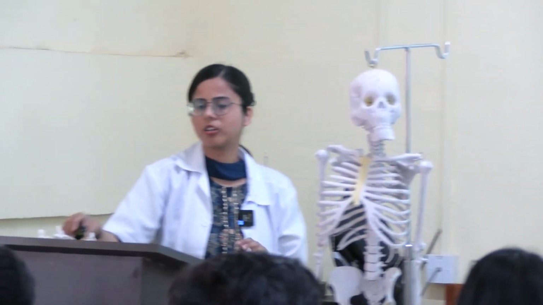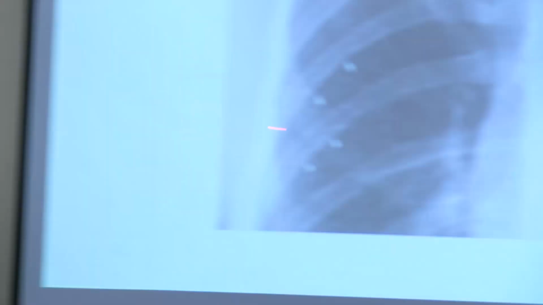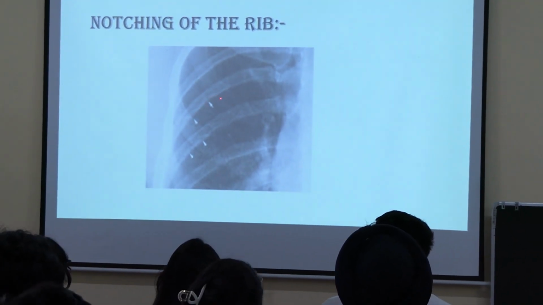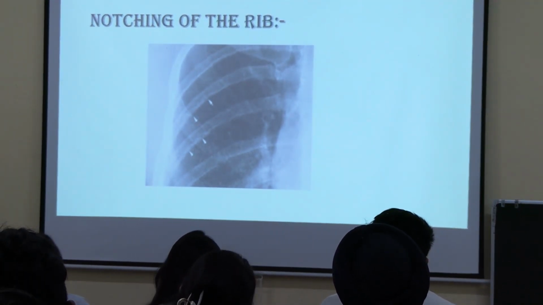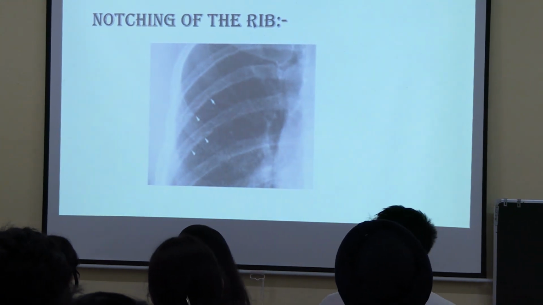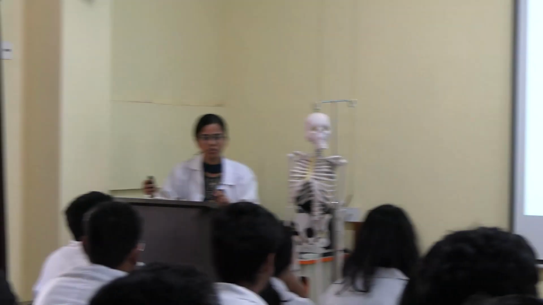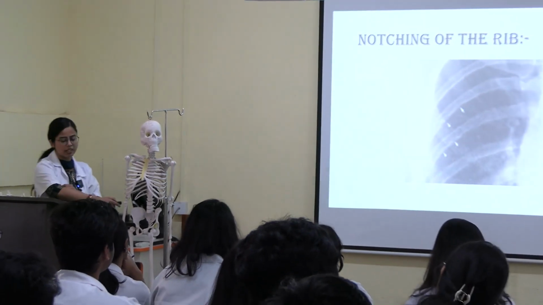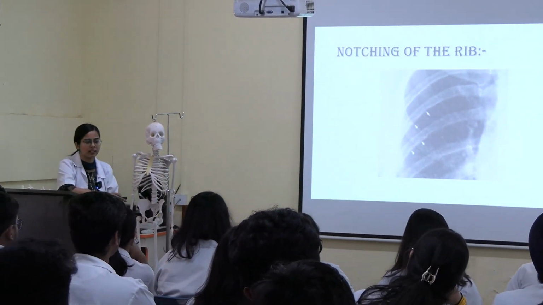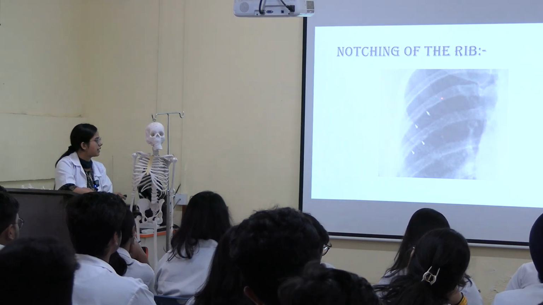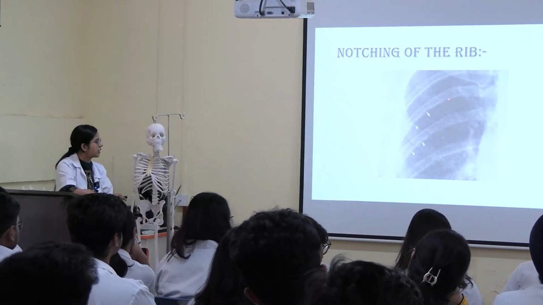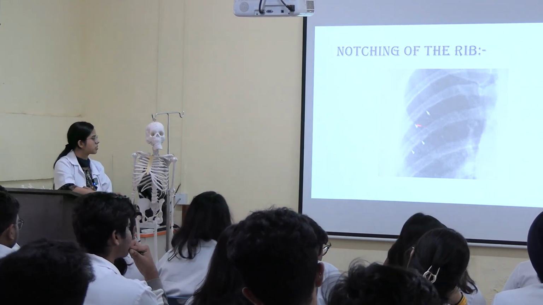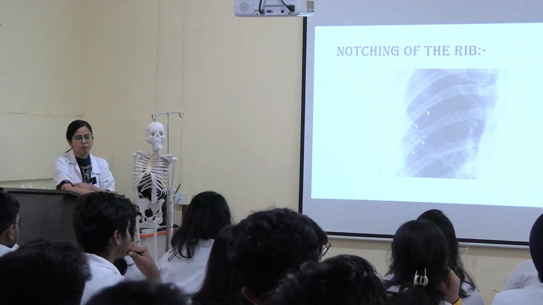Next is notching of rib. It is basically a radiological finding. You can see this spiral part. This is basically notching of rib. What happens? The posterior intercostal artery becomes tortuous. Tortuous means twisted, and dilated, which gives rise to this notching of ribs. It basically happens whenever there is blockage of the axillary artery or brachial artery. That is why we get this notching of ribs in case of brachial artery or axillary artery block.